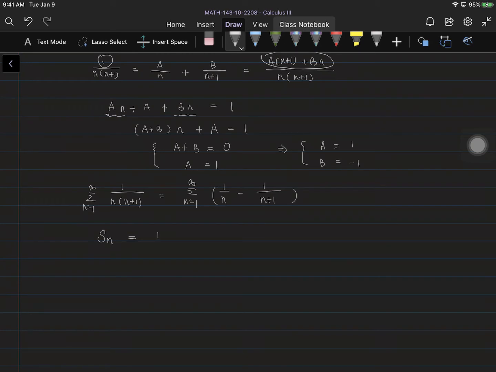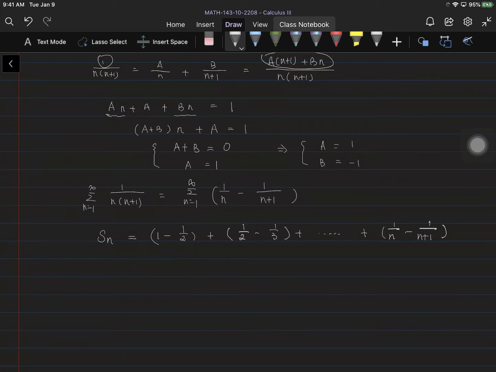So the partial sum for this case should be 1 minus 1/2. That is the first term. You can see if we let n equals 1, that is our a1. And then plus a2. a2 is what? n equals 2: 1/2 minus 1/3. And plus up to the nth term. This is our n-th partial sum, right?